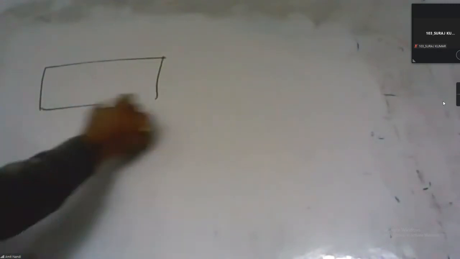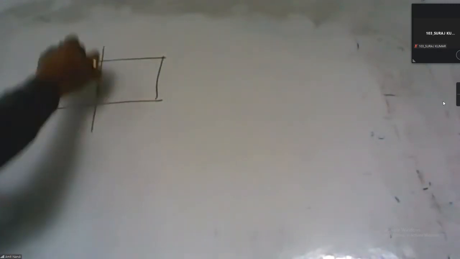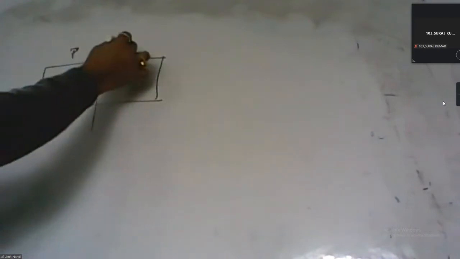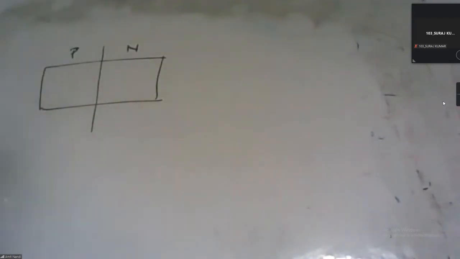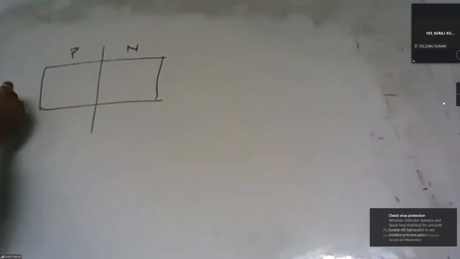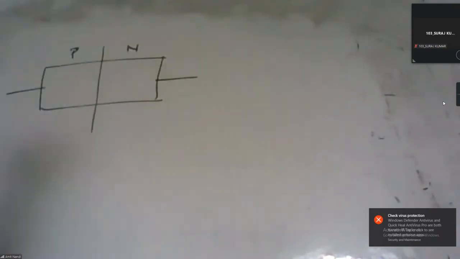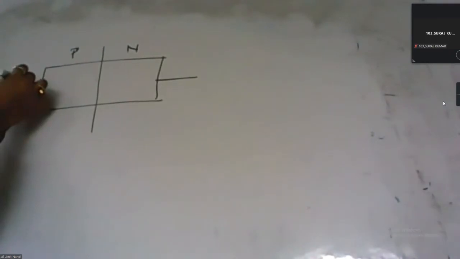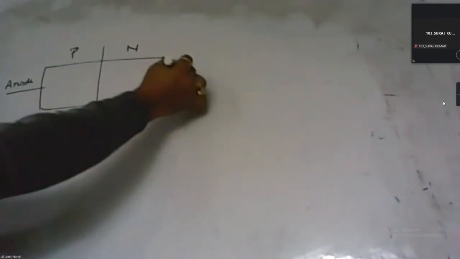So here we can connect the p-type and n-type semiconductor material. Then a p-n junction is formed, and there are two terminals in the p-n junction diode. This terminal is called the anode, and this terminal is called the cathode.